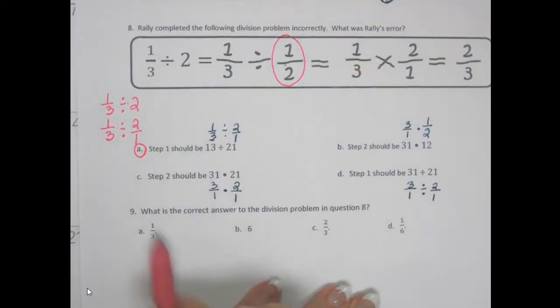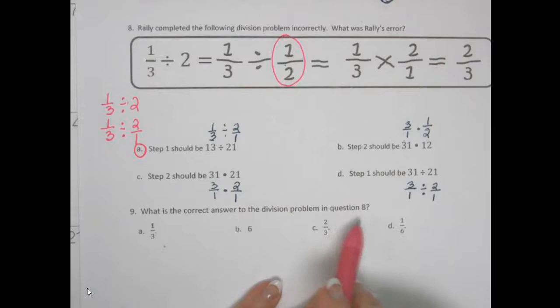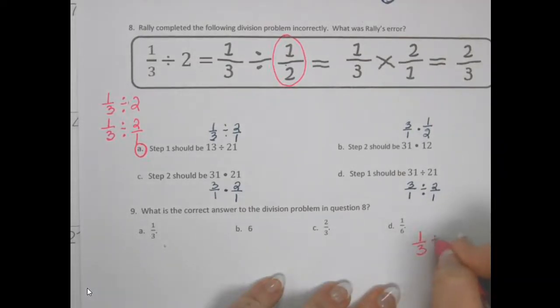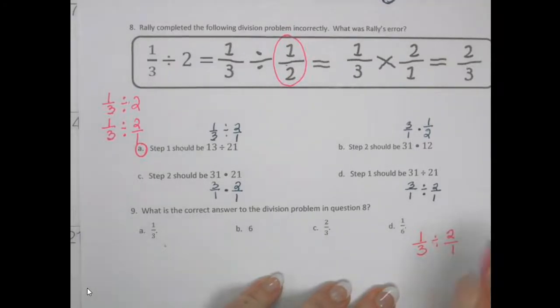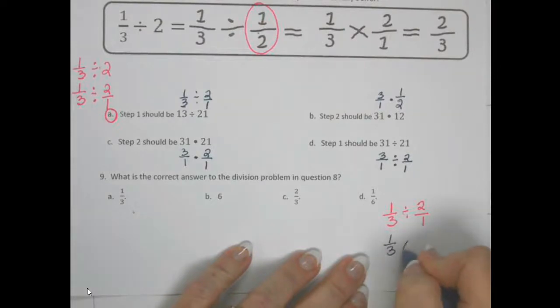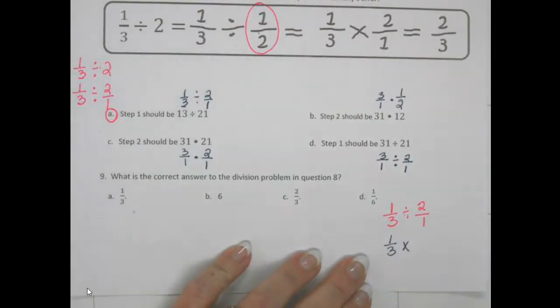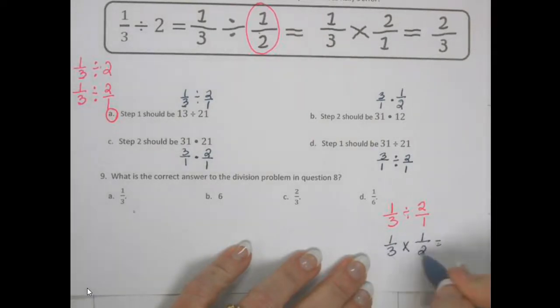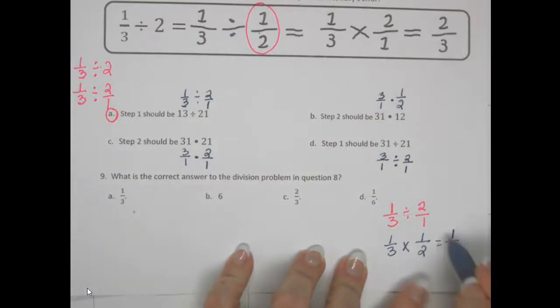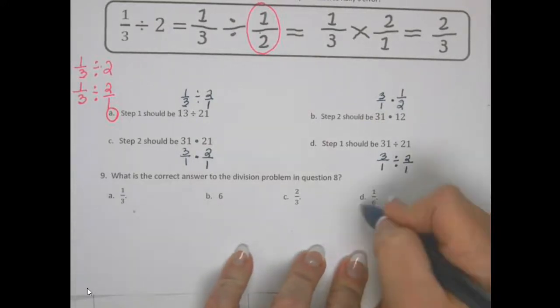So now, what is the correct answer to the division problem in 8? So I know it's 1/3 divided by 2 over 1. 1/3 times, I'm going to multiply by the reciprocal, 1 over 2. 1 times 1 is 1. 3 times 2 is 6. So my answer is 1/6.